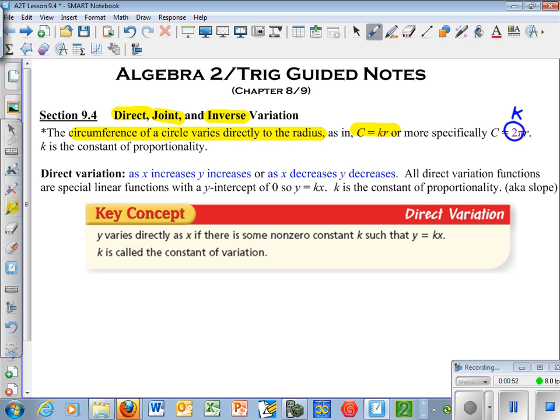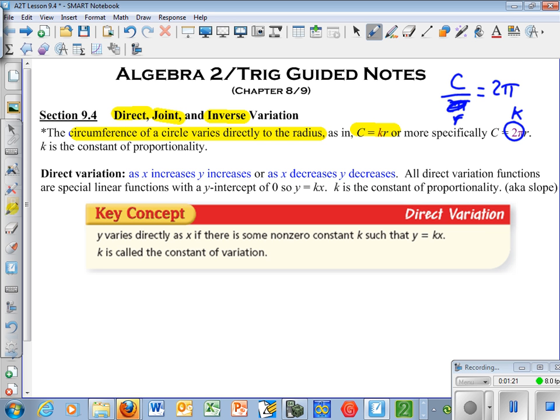If I took the circumference of every circle and divided by the radius, it would equal 2 pi. Notice if I multiplied both sides by r, I'd have that. As the circle gets bigger, the circumference gets bigger and the radius gets bigger, so it varies directly. Every time you divide, it's 2 pi.